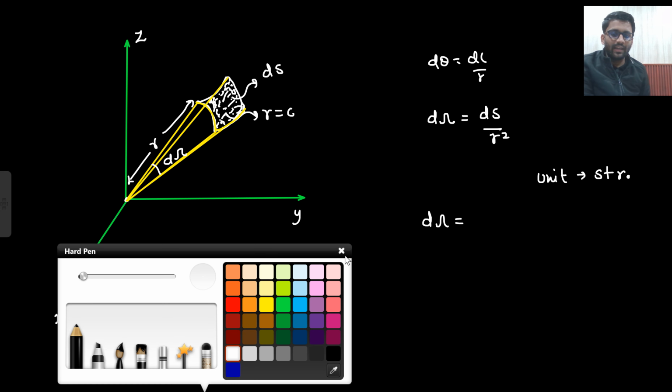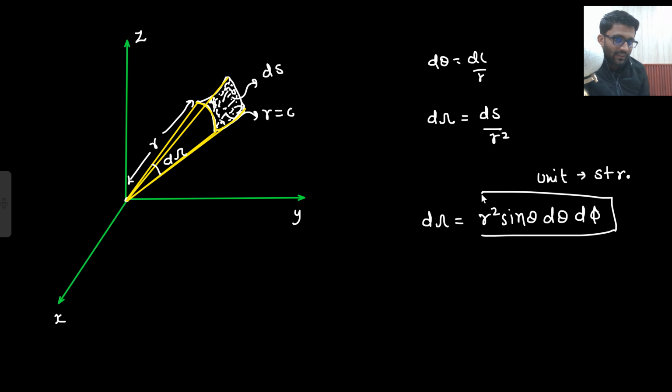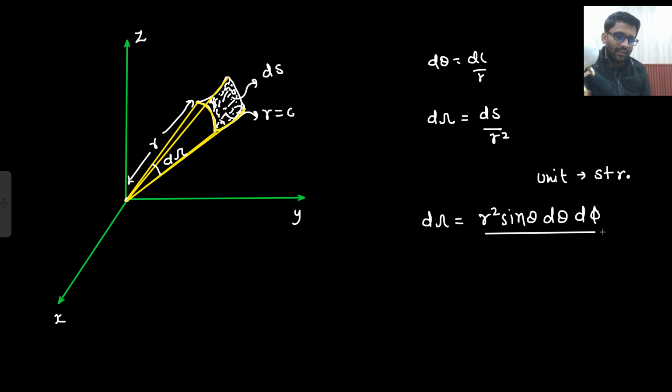So if the equation is r equals constant, then what would your dS be? dS would be r square sin theta d theta d phi. If you have studied coordinate systems, you would be able to tell. But in the first lecture of antenna, what did I tell you? Whenever I talk about dS, you need to write down this surface area. So r square sin theta d theta d phi divided by r square.